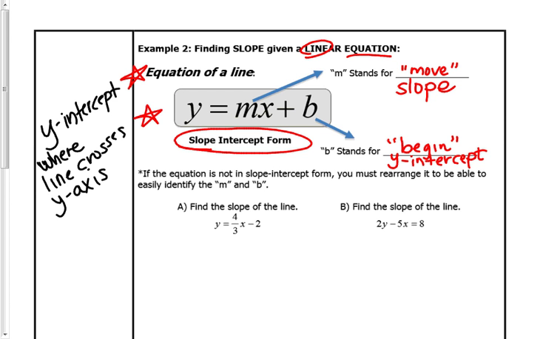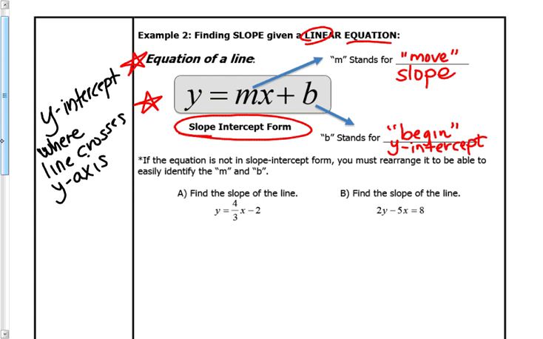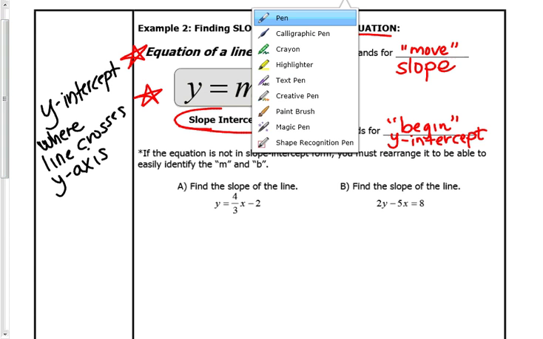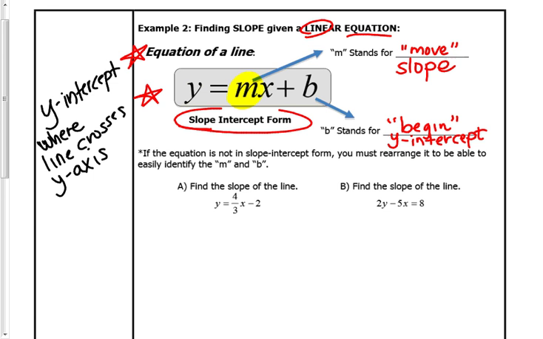So we're going to learn a little bit more as far as what we move, where we begin, a little bit later. But for now, we need to be able to identify where is the slope in this equation. And the slope is always the one that is right in front of the x. Okay? That is always my slope. It is not the b or the number after the x. It is always the number in front of the x.